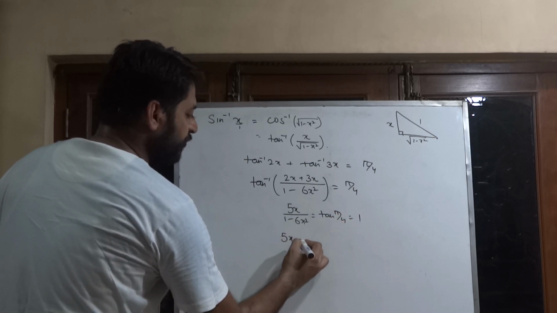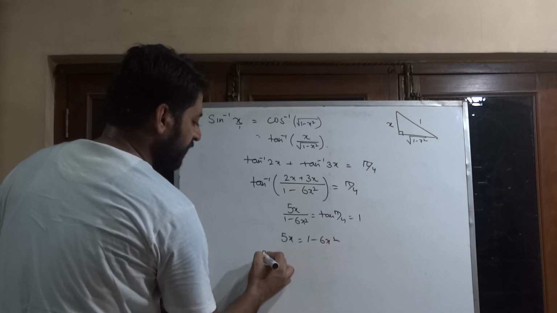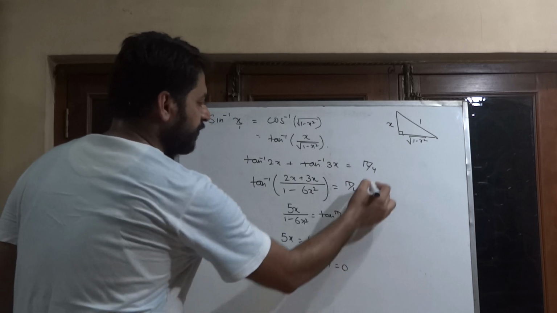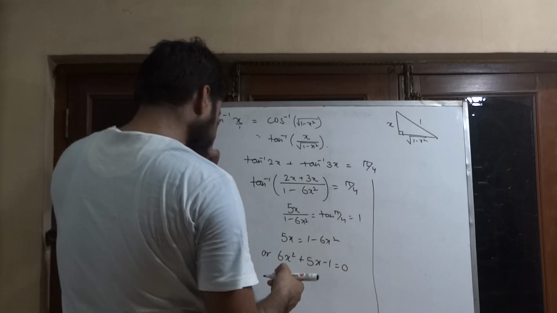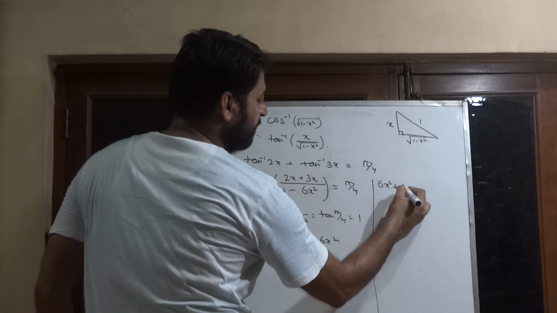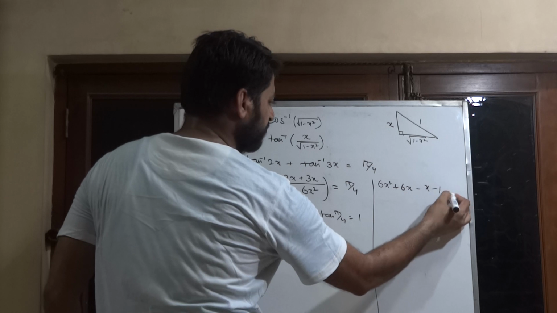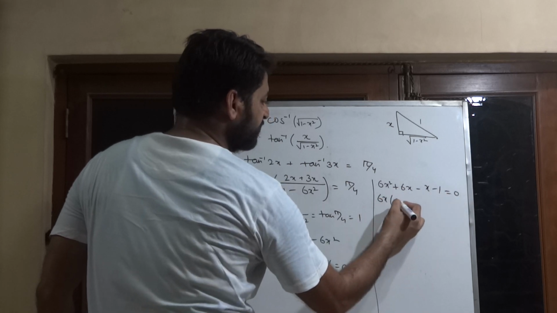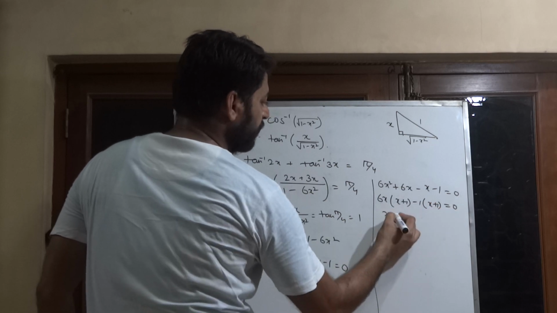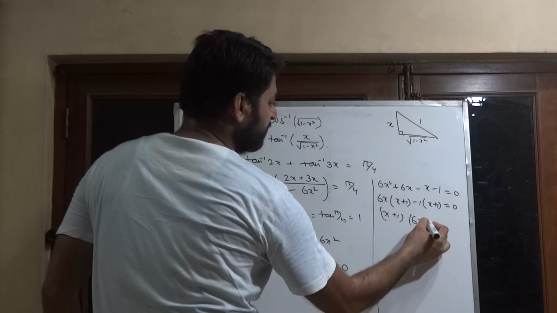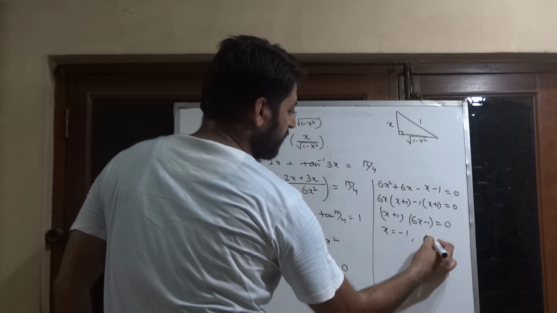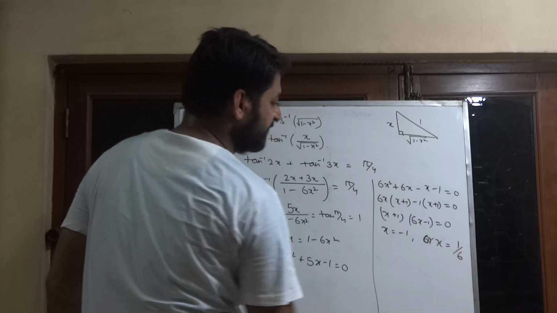So 5x equals 1 minus 6x square, or 6x square plus 5x minus 1 equals 0. Now this can be solved using middle term factorization. So 6x square plus 6x minus x minus 1 equals 0. Taking 6x common, x plus 1, minus 1 common, x plus 1 equals 0. So x plus 1 into 6x minus 1 equals 0. So x is equal to minus 1, or x equals 1 by 6.